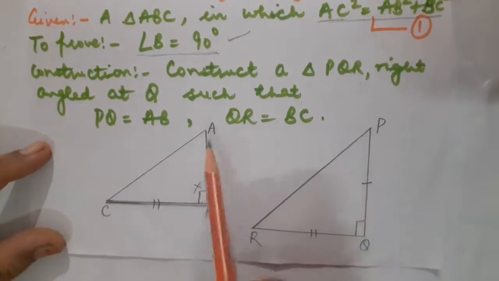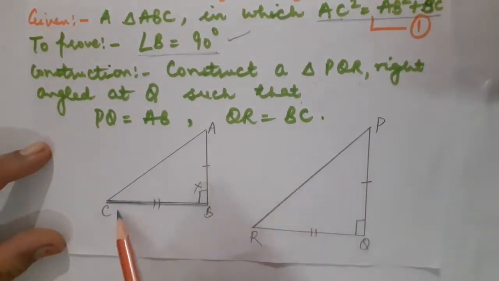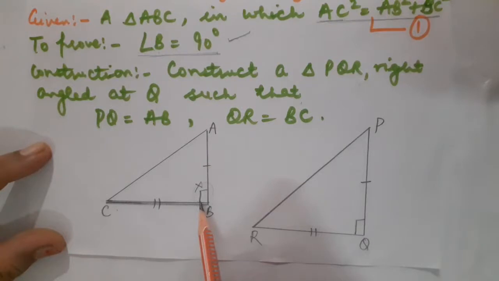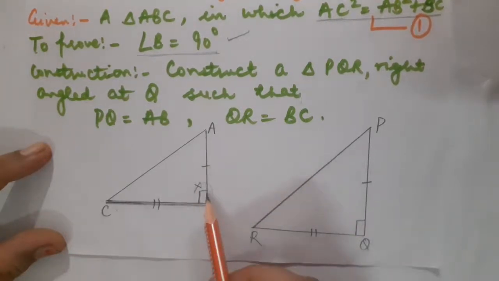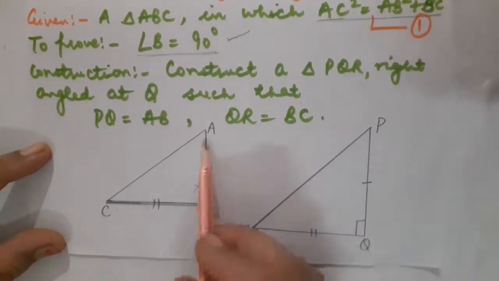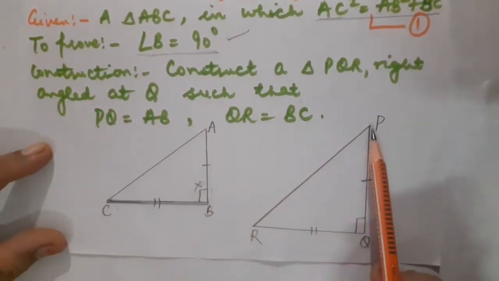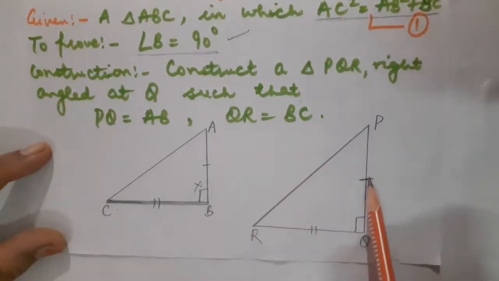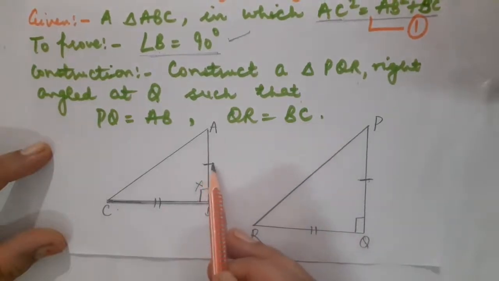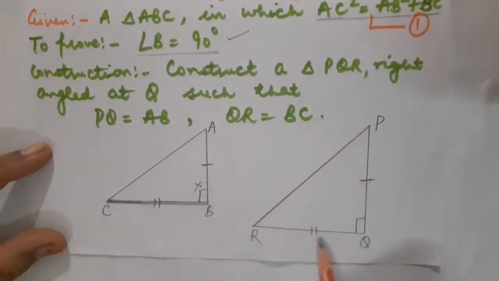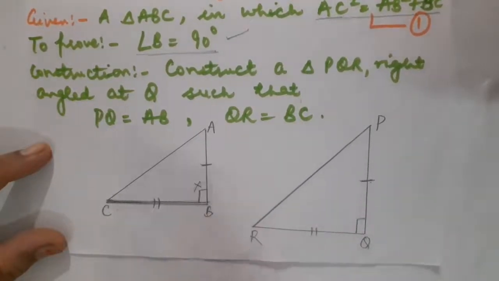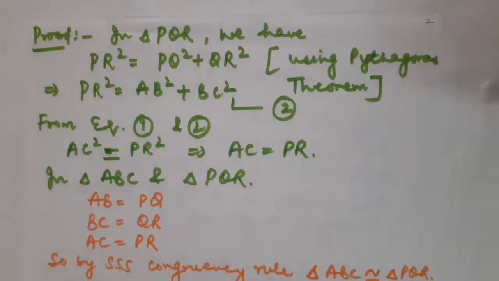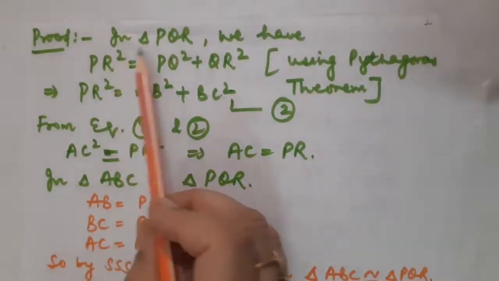Correct? So here I have taken a triangle ABC. Right now I do not know that B is of 90 degree. So you have just taken that there is one angle B also in triangle ABC, and this is right angle triangle, that is PQR. One more thing I have taken in construction, that PQ I have to take in such a way that it must be equal to AB, and QR will be taken in such a way that it must be equal to BC. Correct, students?